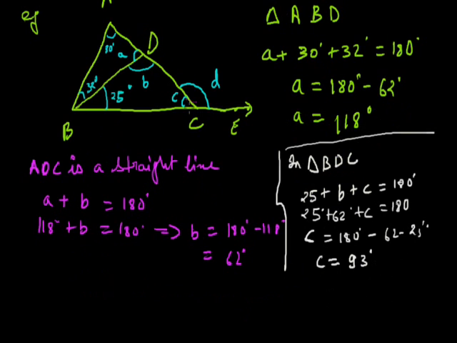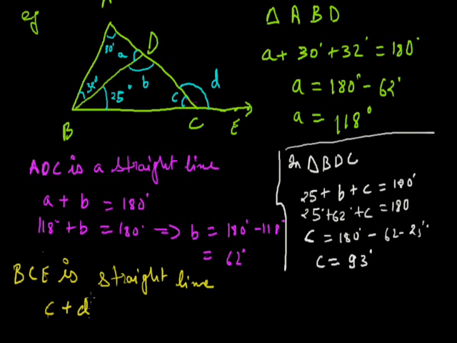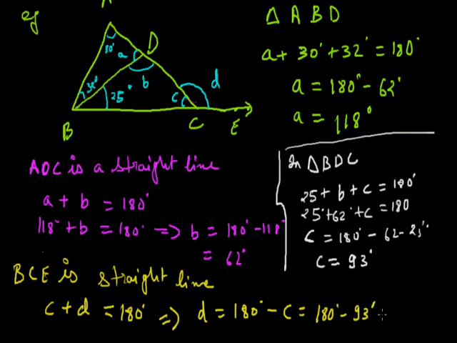Now again you can see here that BCE is a straight line. Therefore C plus D will be equal to 180 degrees, or we can write angle D is equal to 180 degrees minus angle C, which will be equal to 180 degrees minus 93 degrees, that is equal to 87 degrees.